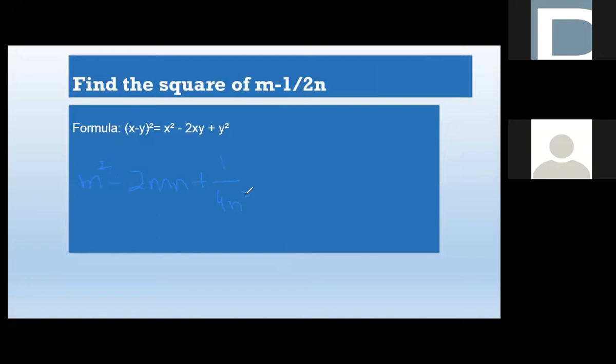Miss, the rest is all correct but the middle one is coming out wrong. m square, 4mn and 1 upon 4n square. Can you repeat the second term again? I got the answer. m square minus 4mn plus 1 upon 4n square. Okay, you are saying that minus 4mn will come in the center, right?